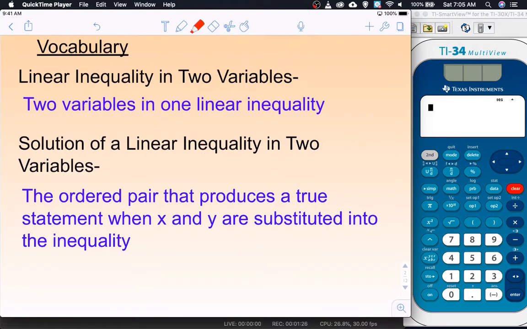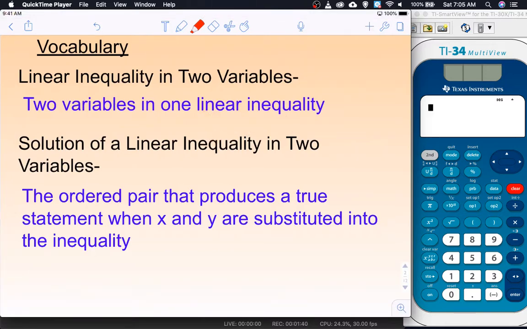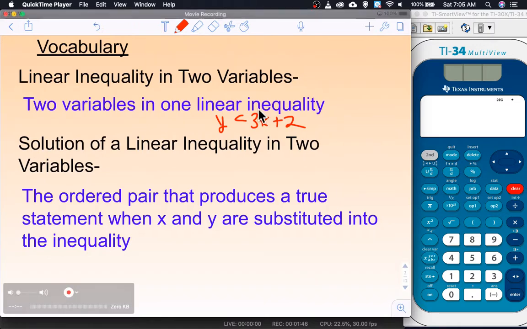Vocabulary, we have two vocab words. First one is just a linear inequality in two variables. That's just two variables inside one linear inequality. So it's going to be like the x and the y. So like y is less than 3x plus 2. There you go. It's an inequality with two variables.